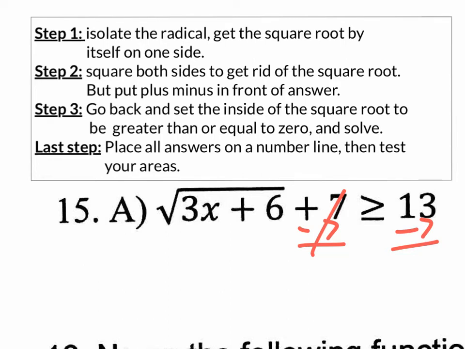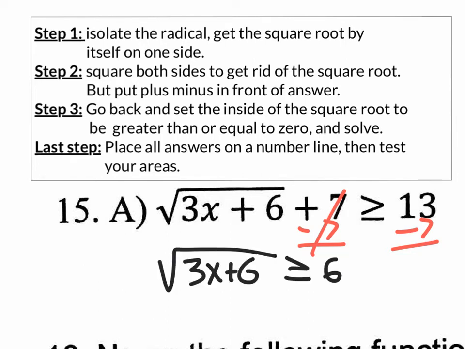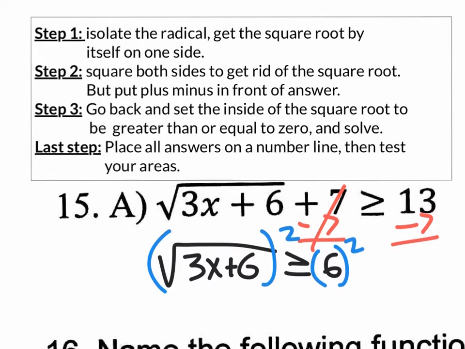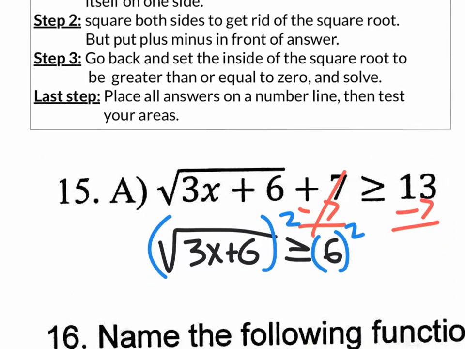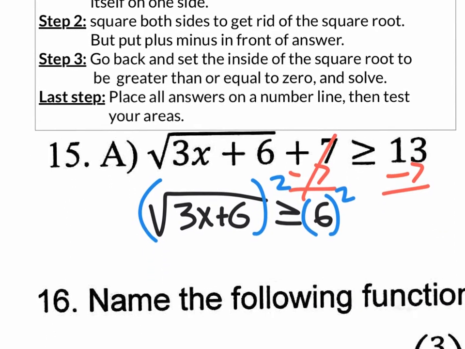and rewriting our whole radical inequality again, we get this. Of course, you bring that down. That canceled out right here. 13 take away 7, 6. The inequality is still there. Now, step 2, square root. Square both sides to get rid of the square root. So we're going to square this side and we're going to square that side. So we're going to have 3x plus 6 is greater than or equal to 36.